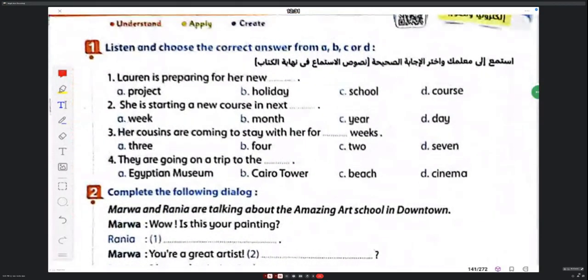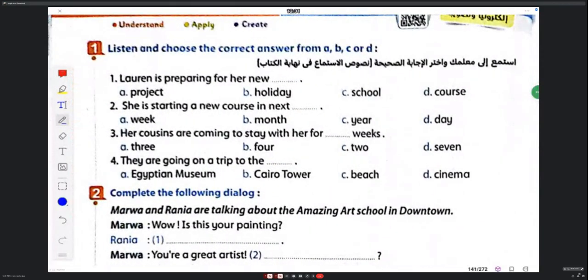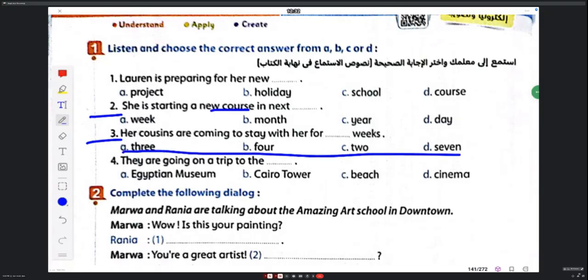Listening. We try to answer this question without listening. Lauren is preparing for her new course. She is starting a new course next. Her cousins are coming to stay with her for any answer can be, so we should read the listening. Reading it now.